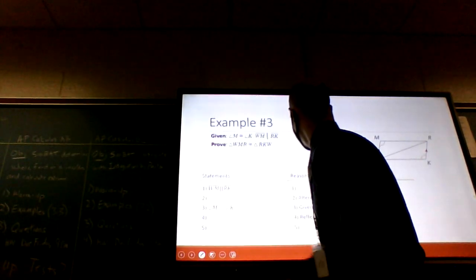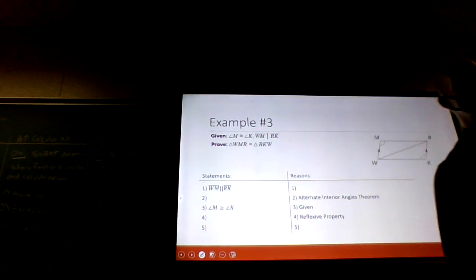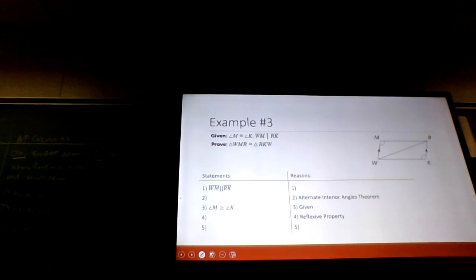Okay, so let's look at an example. And of course, I put a little bit of animation there. Let's do another proof. This one's got 5 steps. Step 1, what do you think the reason is? Actually, let's take a minute here before we start answering the questions. So there's some given, there's some proof. Here's triangle 1, here's triangle 2. We're trying to prove those 2 triangles are congruent.